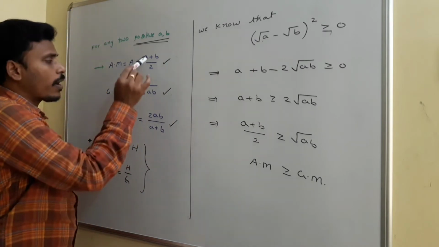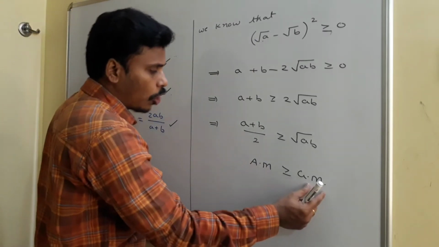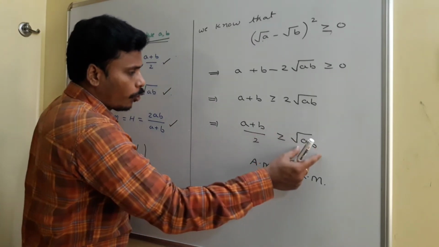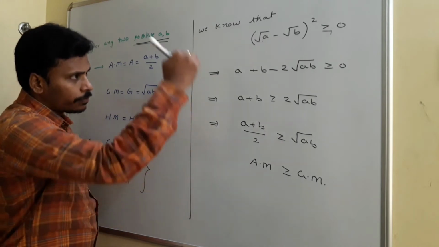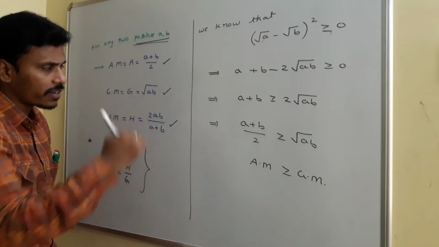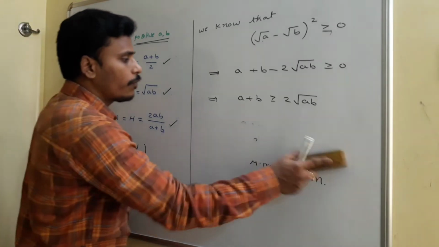Suppose you don't have an idea to utilize this identity, and my task is to compare (a plus b) by 2 and root ab. Start with the arithmetic mean and geometric mean, (a plus b) by 2 and root ab. I don't know the symbol between them. If you don't know the symbol, just calculate step by step, and at the end you will conclude. For that I will give you one thing.